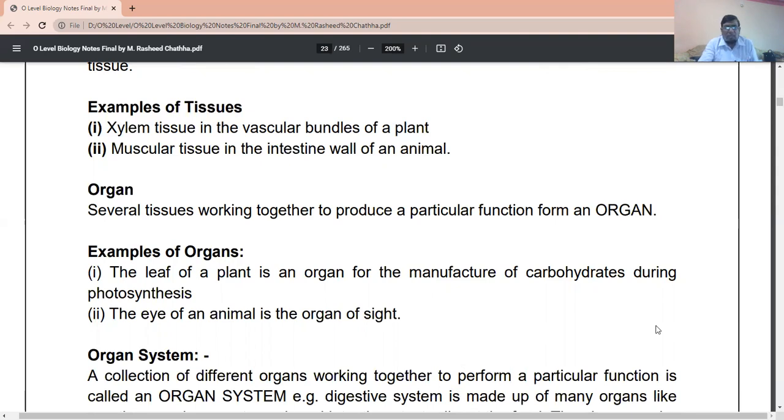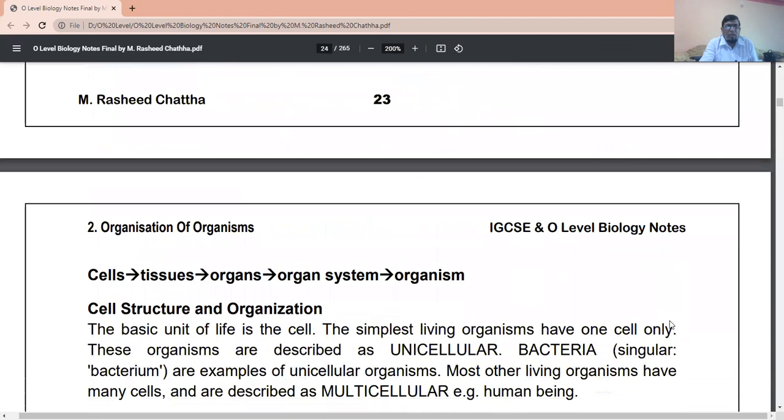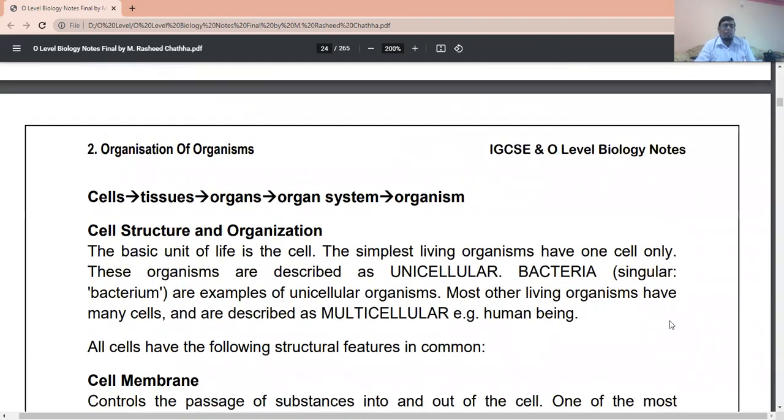This line can represent this in a better way. Cells combine together to make tissue, tissues combine together to make organs, organs combine together to make organ systems, and organ systems combine together to make humans, like we are the humans.